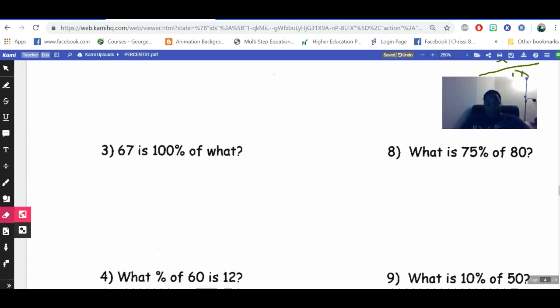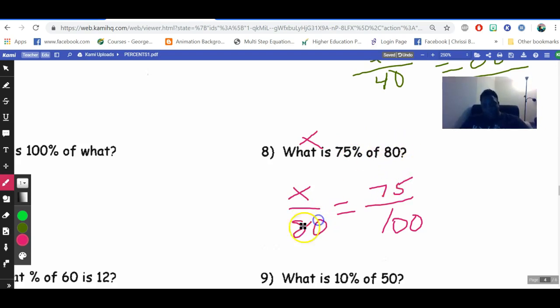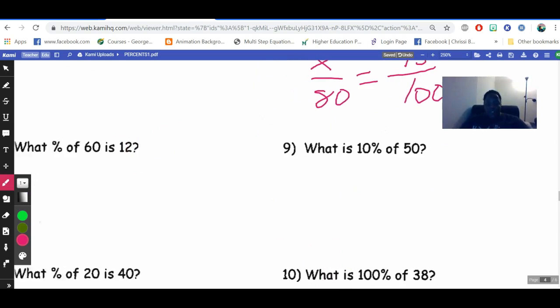Going over to number 8, right? I have 72 fractions. 100 is going to go here. What is, see that? That's x. I just didn't give you a number. 75% of 80. That equals multiply this way, which is 80 times 75, and then divide by the only number that's left, which is 100. Divide that by 100, answer is 60. So in this case, x is 60. So what is 75% of 80? 60. All right, let's try a few more of these.